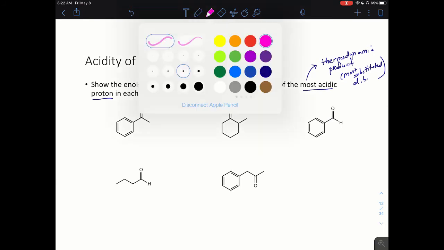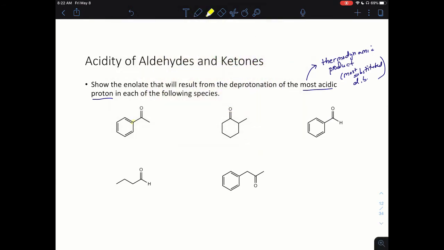Okay, so for our first ketone, we have these two alpha carbons, but only this one actually has hydrogens on it. So we would deprotonate there. I'm going to abbreviate the ring as phenyl, just so I have enough space. Okay, and so we would have this enolate. That's the only option.